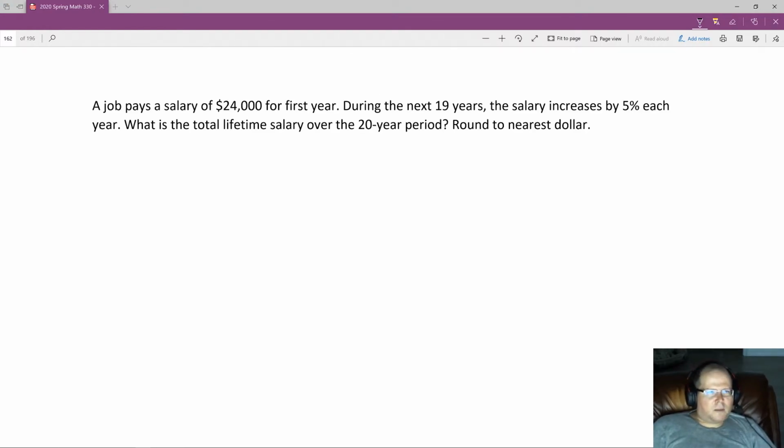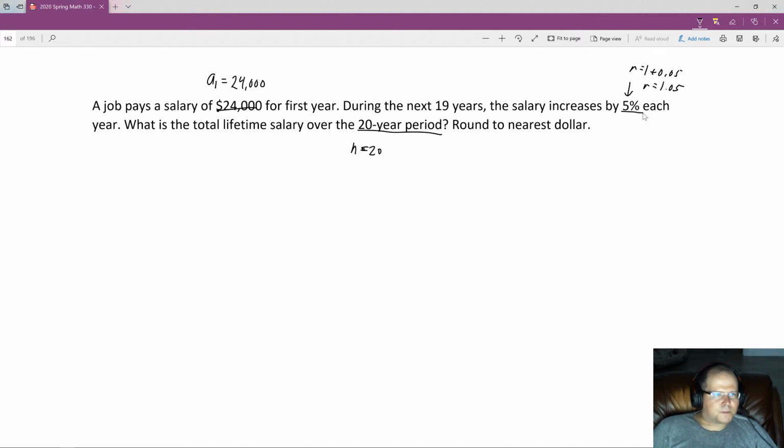3066. A job pays a salary of $24,000 for the first year. During the next 19 years, the salary increases by 9% each year. What is the total lifetime salary over a 20-year period? Our initial is going to be 24,000. Our ratio is going to be 1 plus 0.05, or 1.05. N is going to be the 20-year period. We want to know the total lifetime salary, so it's going to be a sum.